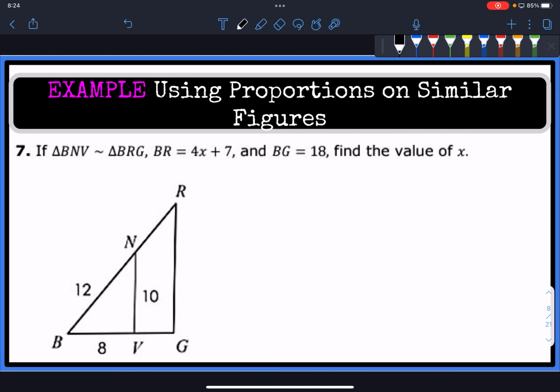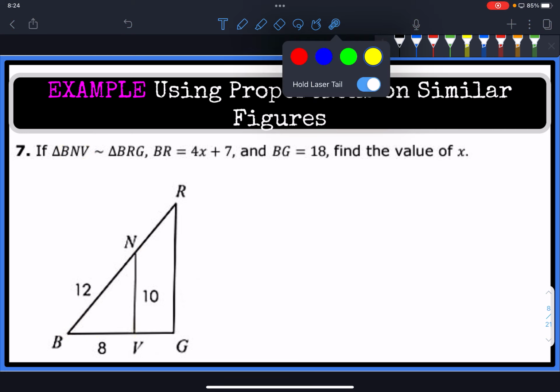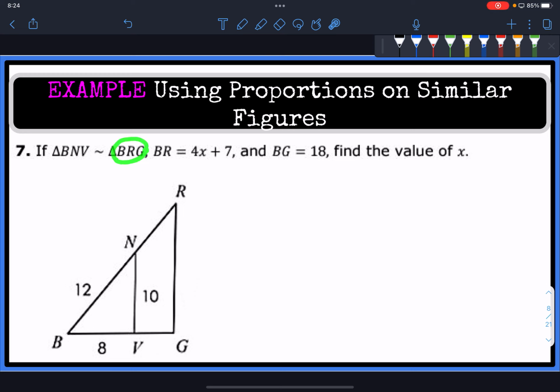Let's look at a different example here. Here, again, the two triangles are embedded within each other. So we see that this triangle, P and V, which is this one right here, is embedded into this larger triangle, BRG. But again, the similarity statement works the exact same way.